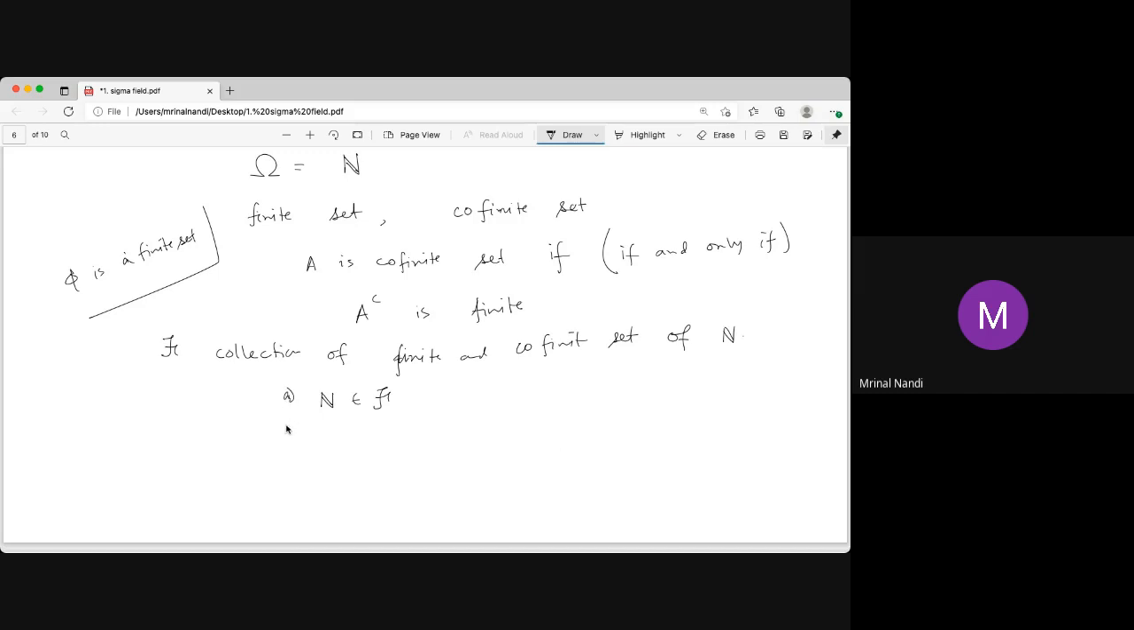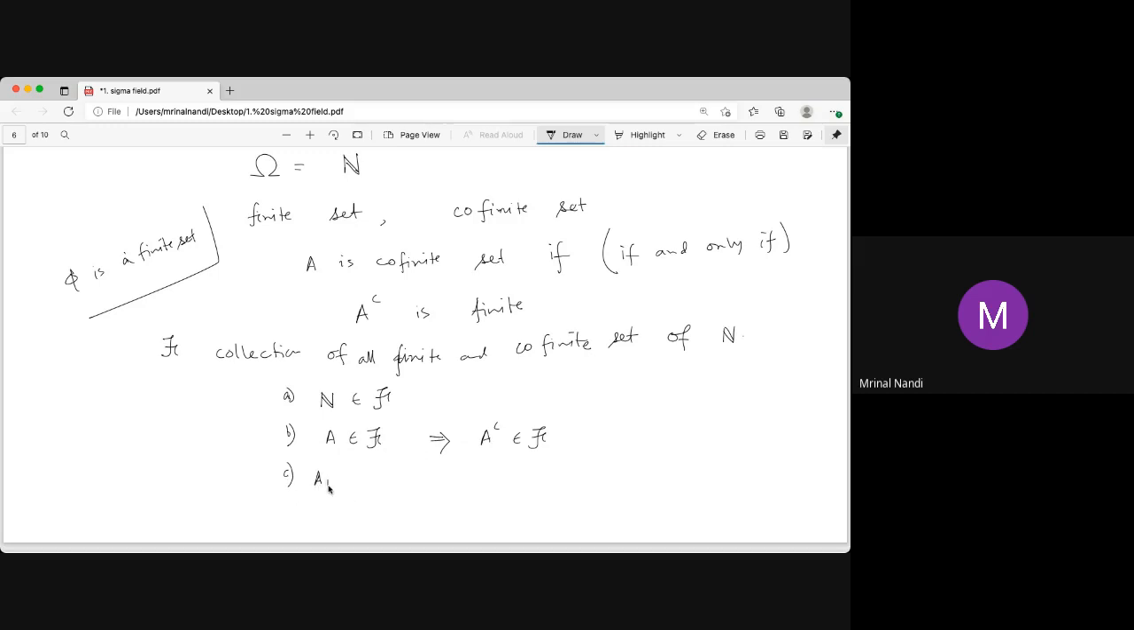What about the second one? If A is in the collection, is the complement there? Yes, because if A is finite, the complement is cofinite, and if A is cofinite, then the complement is finite. So we know all finite and cofinite sets are in this F, so their complements are also in it. If A is finite, then A complement is cofinite. If A is cofinite, then A complement is finite.